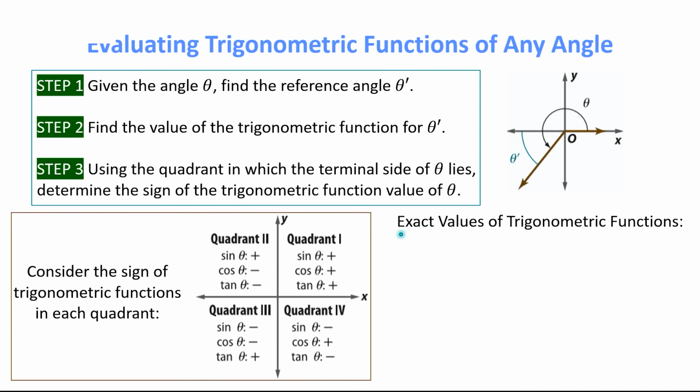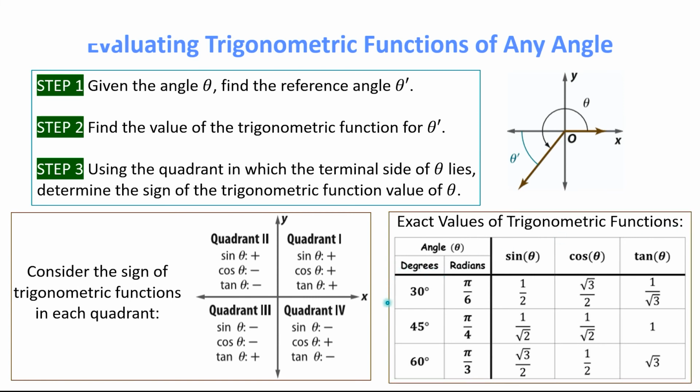Similarly, it's good to know the exact values of some trigonometric functions. That is, for the following angles: 30 degrees, 45 degrees, and 60 degrees, or the equivalent angle in radian measure. Now, for example, if we consider 30 degrees, we see that sine of 30 is 1/2. Or 45 degrees, tan of 45 is 1. Now, memorizing these values will help us to calculate trigonometric function values very quickly. So we will use these two diagrams on the left and the table here in the next example.